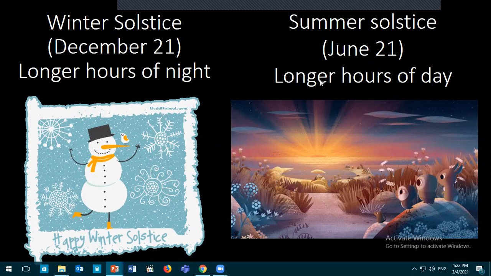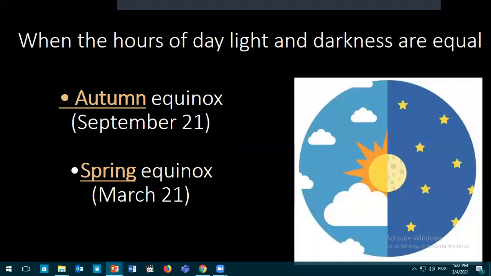And that's why it's way hotter in summer, because we're receiving more heat. In addition to being tilted toward the sun, we're having more heat because the day is longer. We're having more daylight. Okay. And between those, we have times where the hours of daylight and darkness are equal.